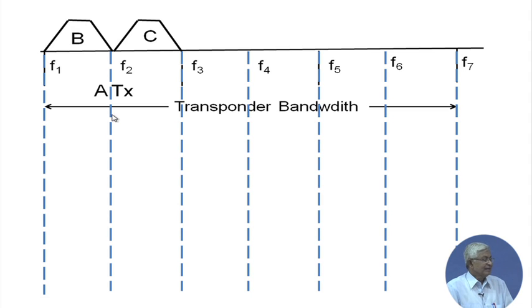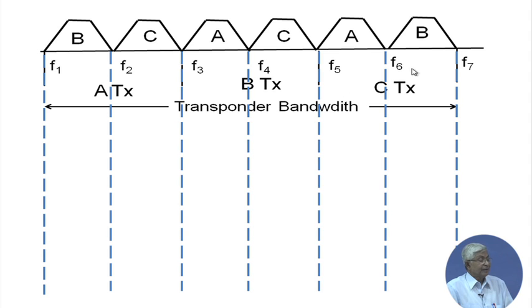Let us say there are 3 stations, and the 3 stations are given two frequency bands each. Station A has F1 and F2, as center frequencies, but it is a total bandwidth. Then B has F3 and F4, 2 center frequencies, and C has F5 and F6 center frequencies, with certain bandwidth available. Here in the diagram it is shown the bandwidths are equal. That is at the transponder.